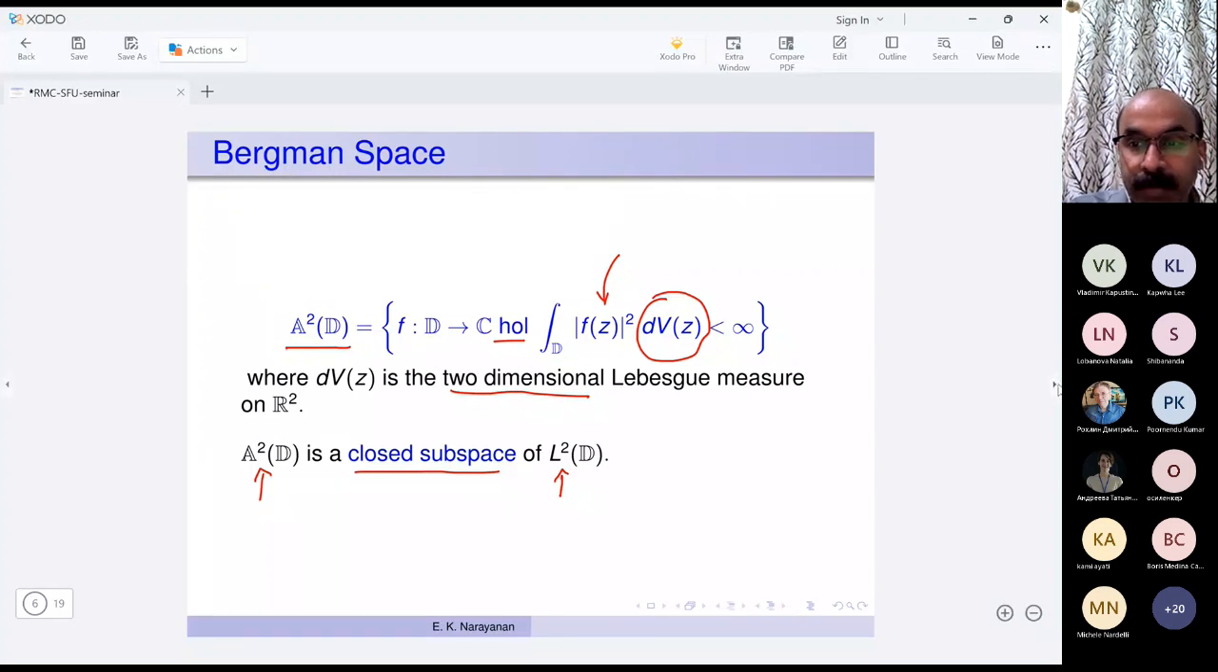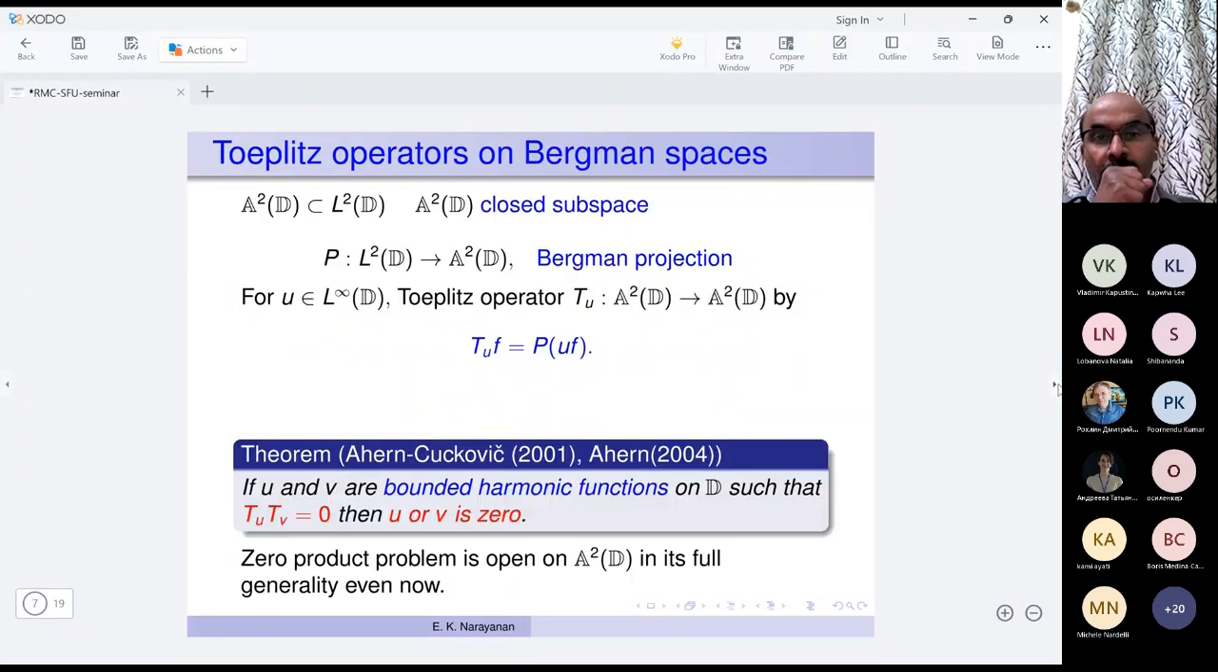Okay, so we define Toeplitz operators on Bergman spaces, just like we define Toeplitz operators on the Hardy space, right? So you look at the projection. So as I said, I'll denote P for these projections. I'm not going to bring in more notation.